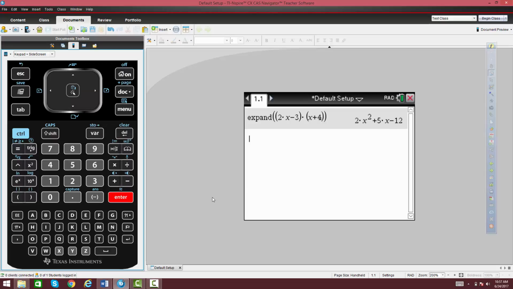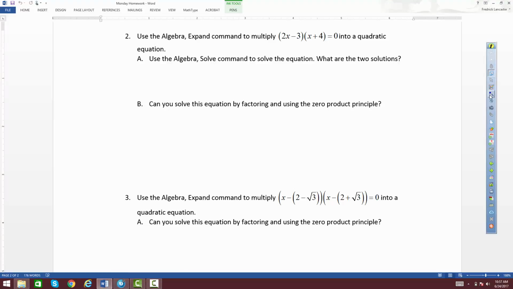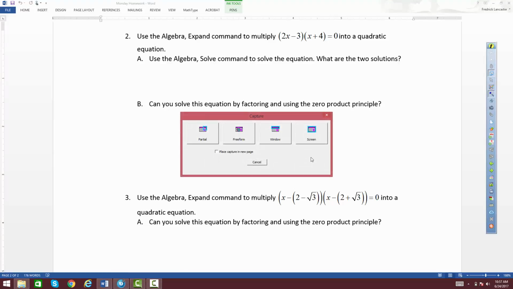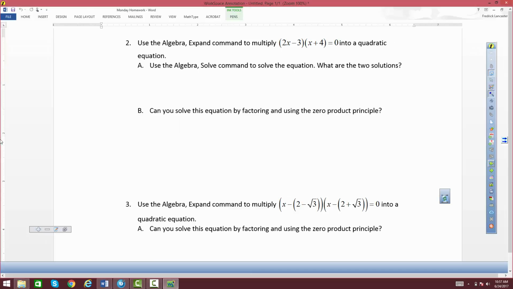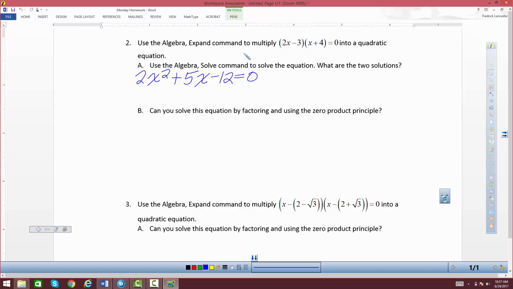So I'm going to take that and write it as an equation. So 2x squared plus 5x minus 12 equals 0. Use the algebra solve command to solve the equation. What are the two solutions?